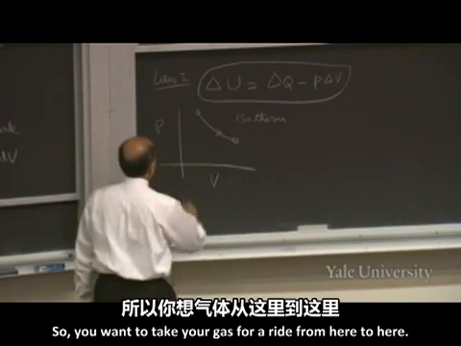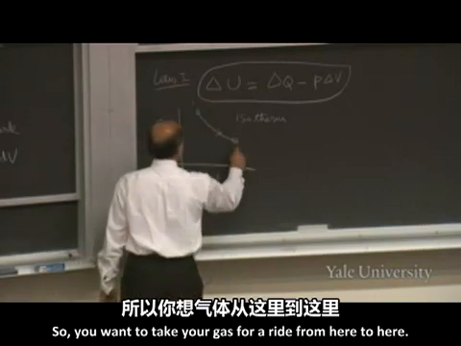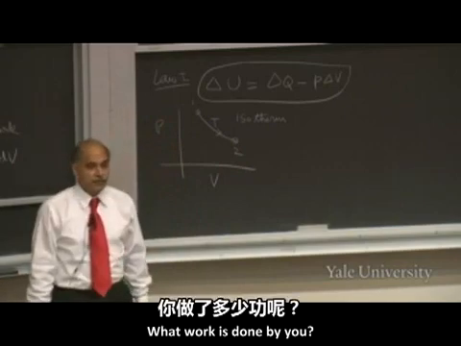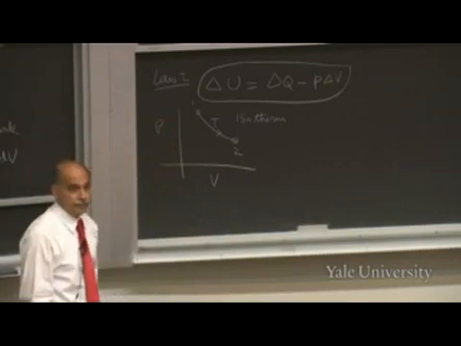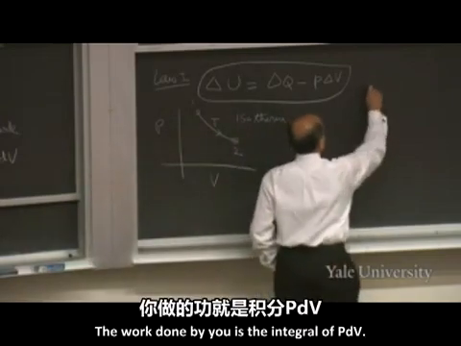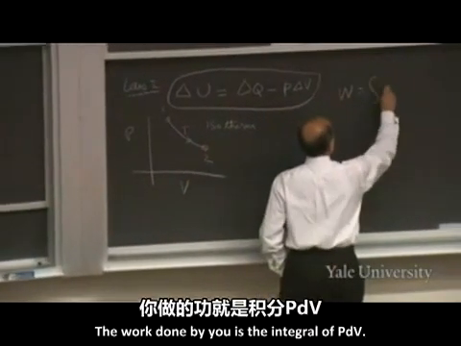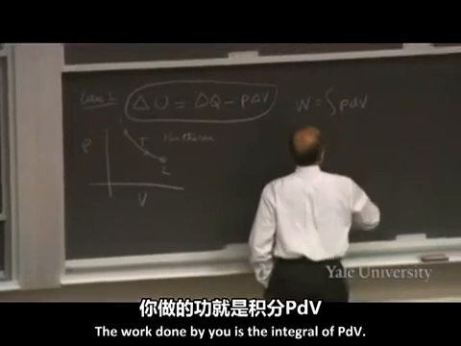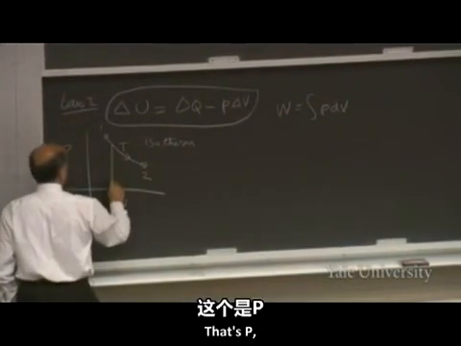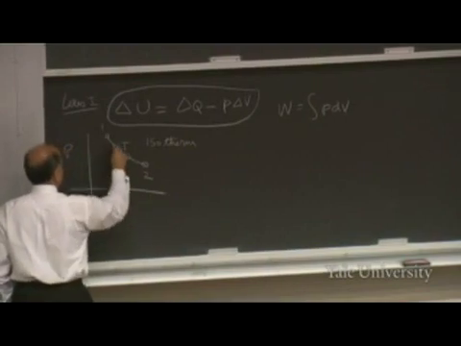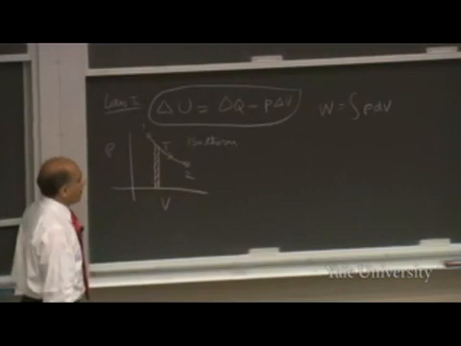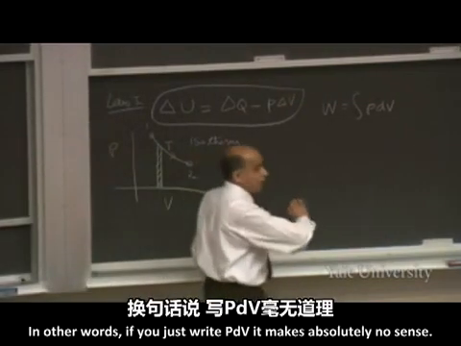So you want to take your gas for a ride from here to here. Throughout, it's at a certain temperature, T. What work is done by you? That's a very nice interpretation. The work done by you is the integral of P dV. But what is the integral of P dV? That's P, and that's dV. P dV is that shaded region. In other words, if you just write P dV, it makes absolutely no sense.